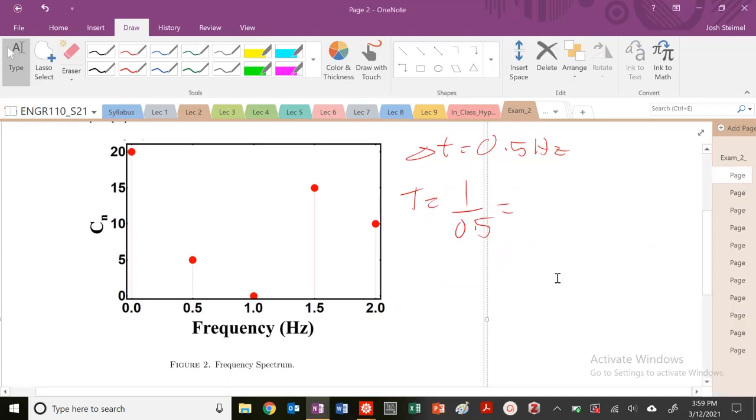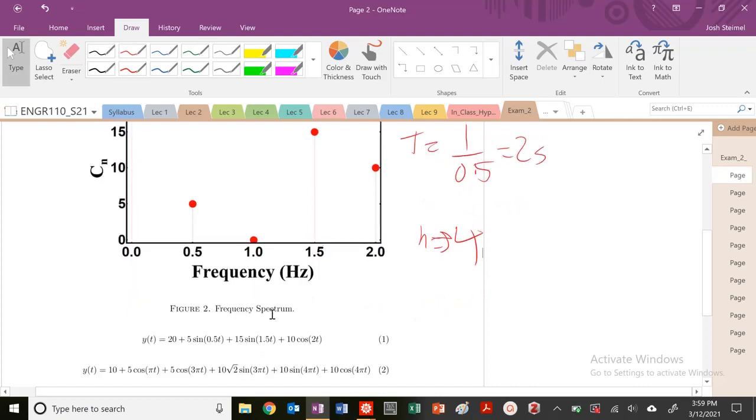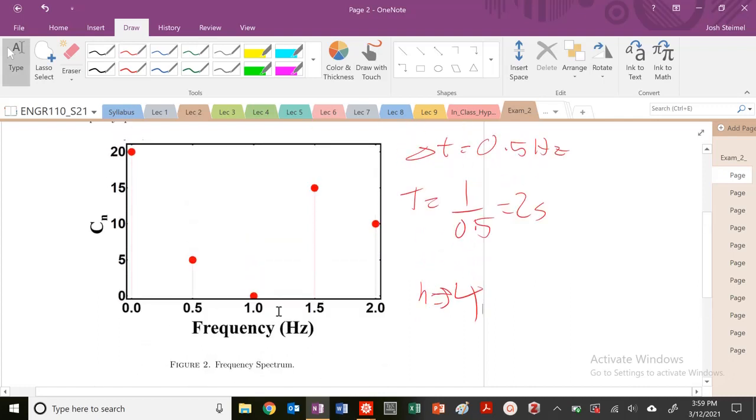So that is going to be 2 seconds. My number of harmonics here, 1, 2, 3, 4. So we're going from n to 4. N goes to 4. So now let's figure out what frequency spectrums should work. So right now I can immediately say that my A naught is equal to 20.